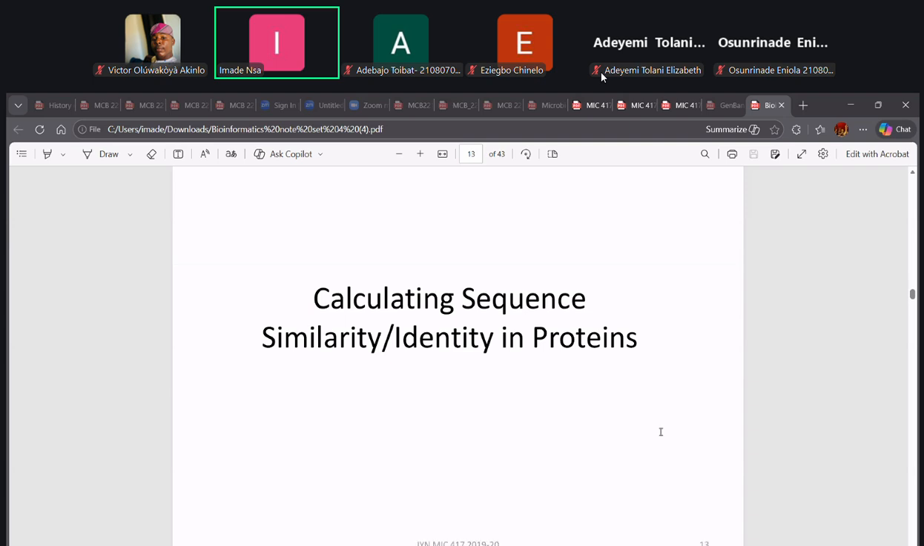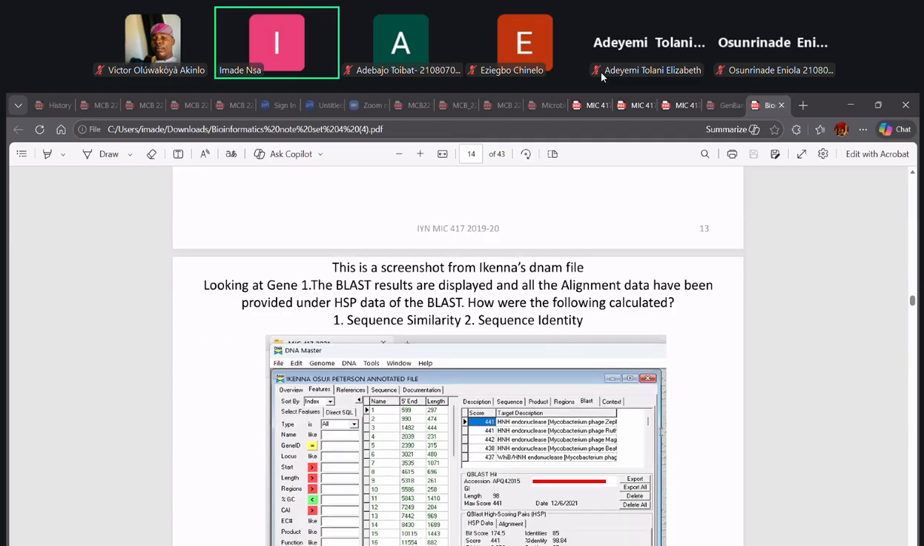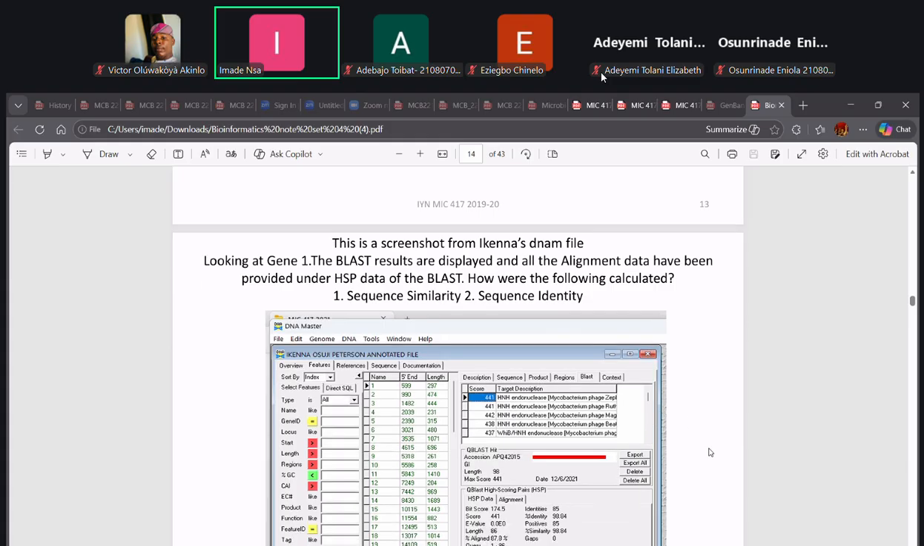So, calculating sequence similarity and identity in proteins. I remember in this DNA Master file at the time, and I apologize, this could have been key one. If people had asked you for screenshots or you had submitted your files to me, it could have been any of yours. So now let's look at gene 1, and I'm very happy about this display.